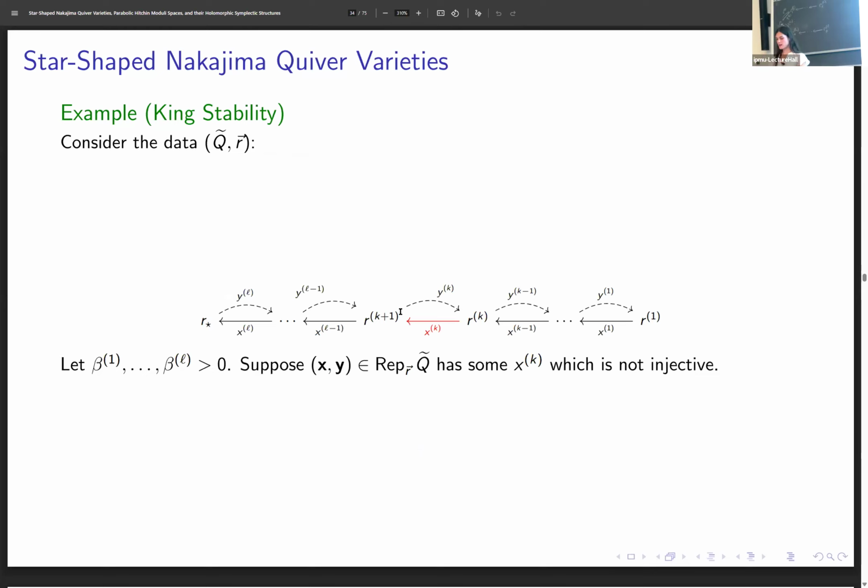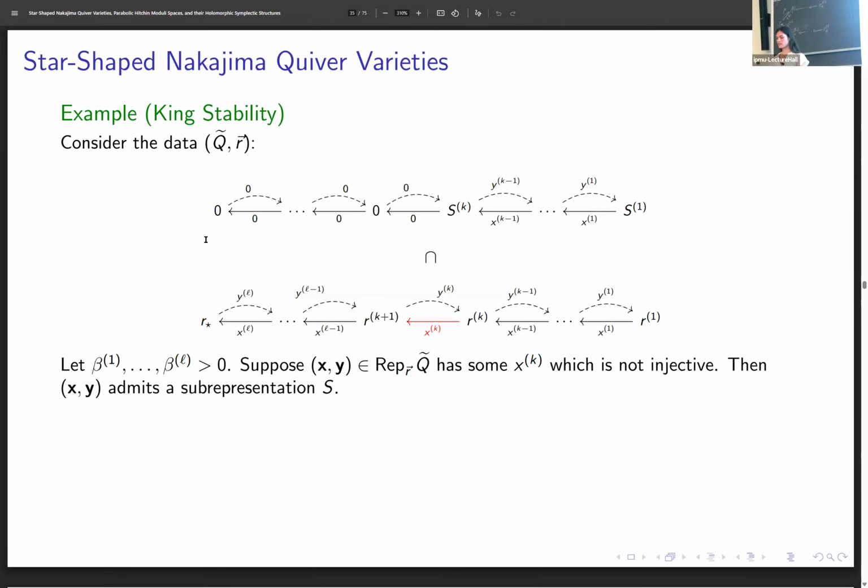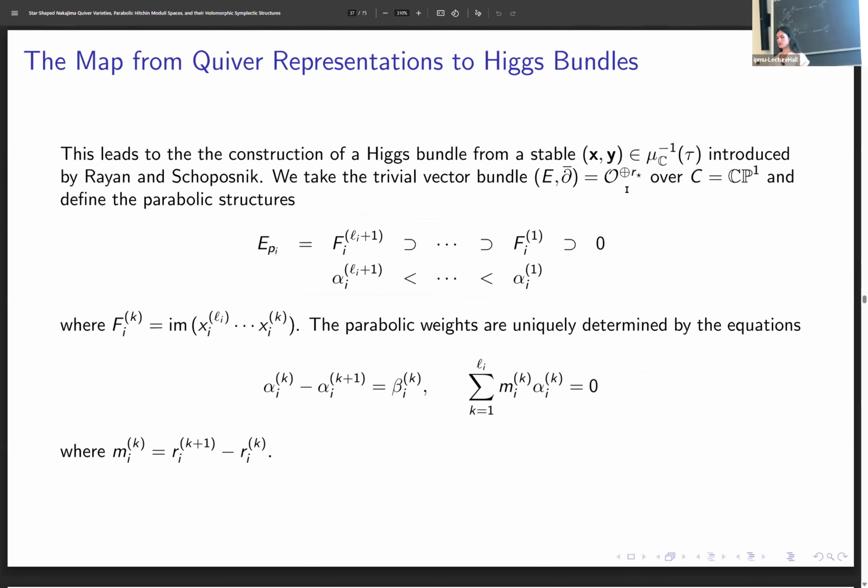So my next example is just this single branch of a quiver. I'm going to assume my weights are all positive again, and I'm going to assume one of these x's fails to be injective. Then I can define a subrepresentation by taking the kernel of that non-injective x, and then for each of the remaining nodes to the right, I just take the subsequent pre-images of that kernel. And you can show that this really is a subrepresentation, and its beta weight will also be positive. So as a result, for these quivers, every x must always be injective, as long as your weights are all positive.